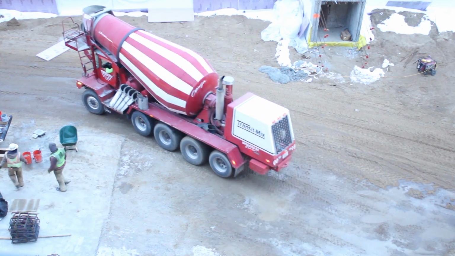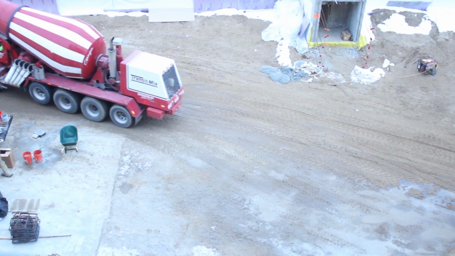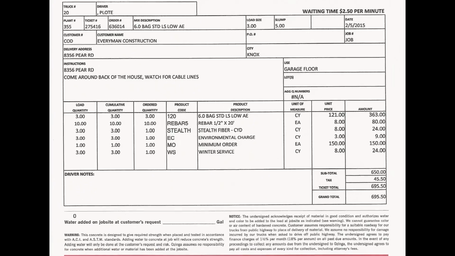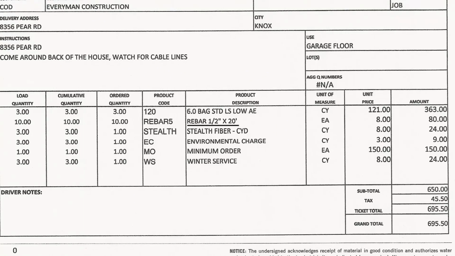If you see any admixture on a ticket that you are unfamiliar with, ask your plant manager to find out how it might affect your load. On this ticket we can see the customer has requested rebar. The size he wants is 1/2 inch by 20-foot lengths, and he has asked for 10 of them.